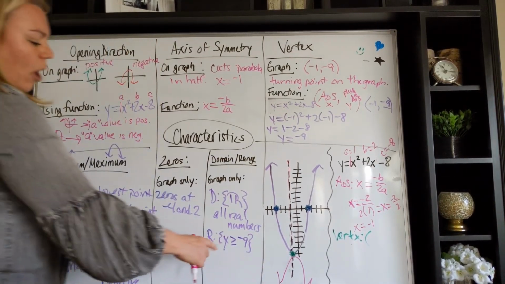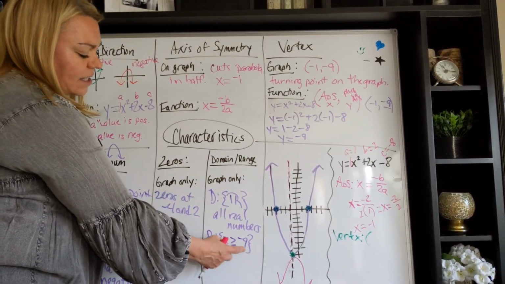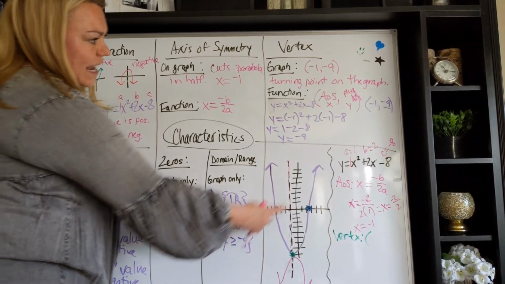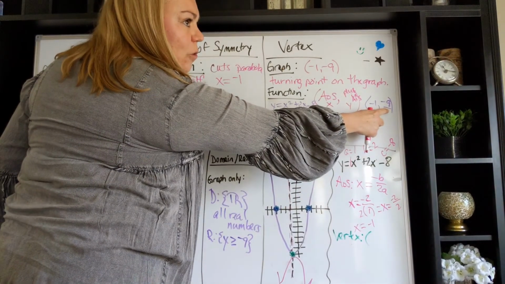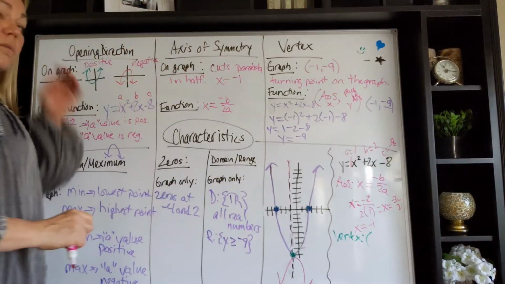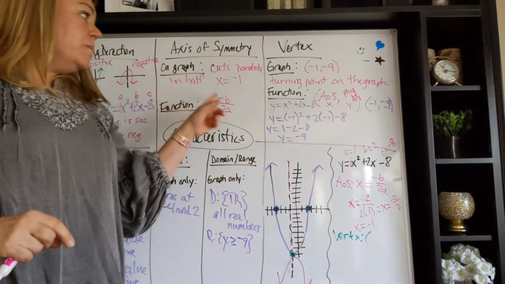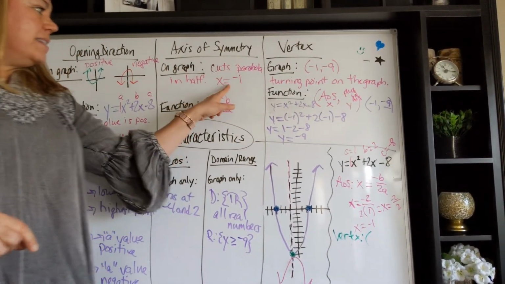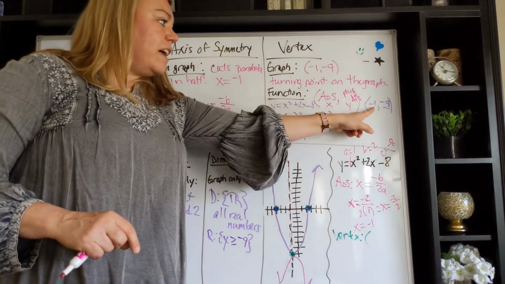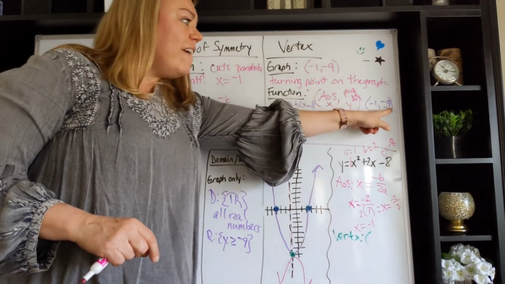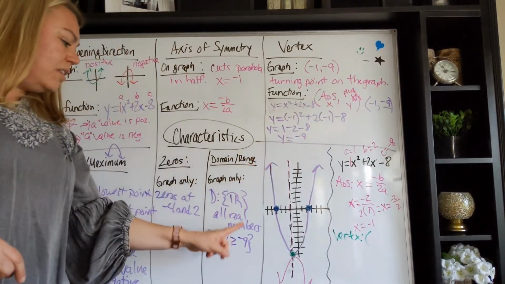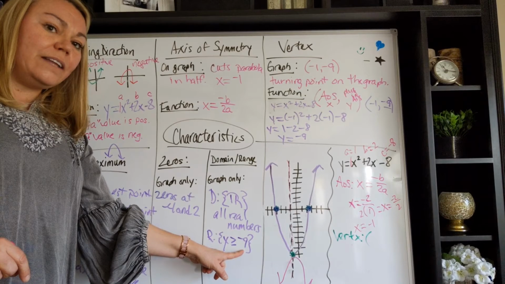You can actually help yourself, because this number right here will always be the same as the y value from your vertex. So, pretty cool to know. The x value of your axis of symmetry is the x value in your vertex. And the y value from your vertex is actually the y value in your range.